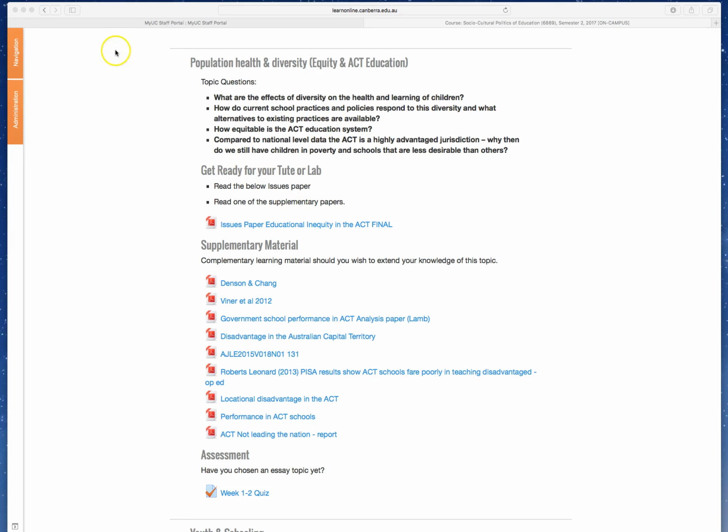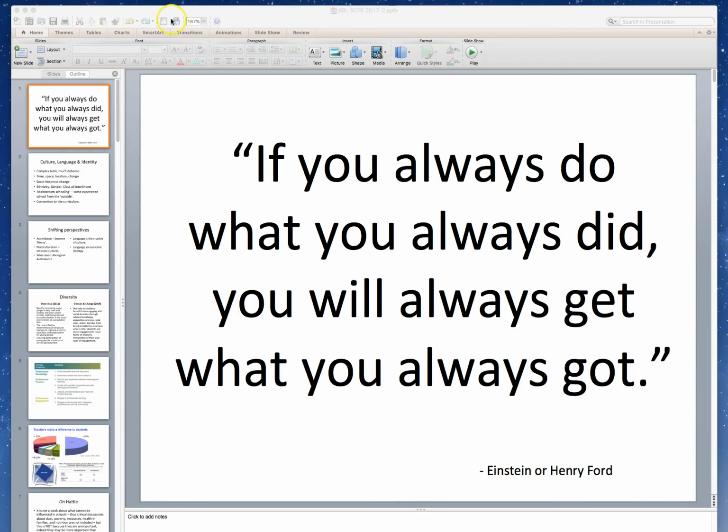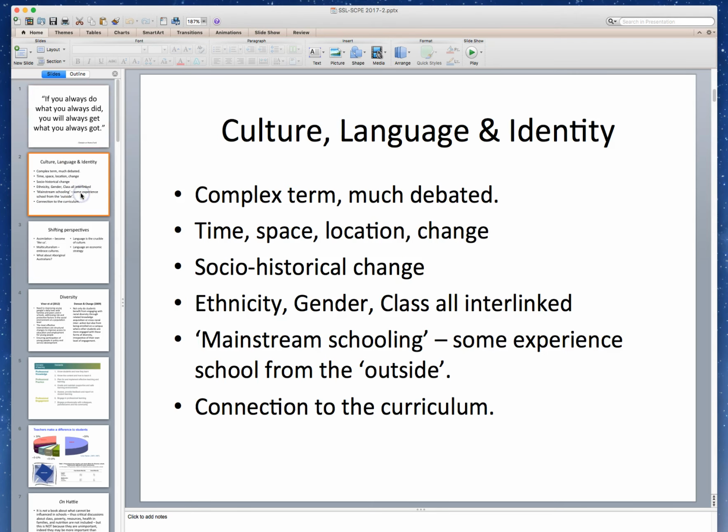Now, this topic, again, I'm going to keep reminding you of this organising principle, that if you always do what you always did, you will always get what you always got. So I'm going to go through some issues here that raise why that's a concern. The first issue around population health and the issue of diversity is something around language and identity. Keep in mind that when we're talking about culture, language, identity, these terms are much debated. They have multiple meanings and mean different things for different people.